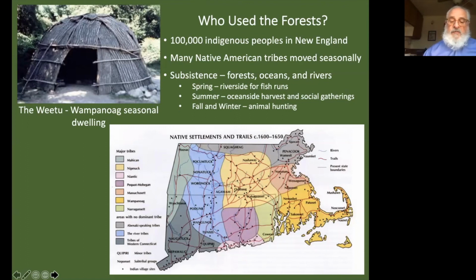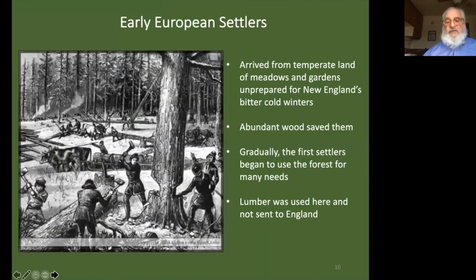Very interesting. And the only reason why I show the map of the native settlements and trails, and this is 1600 to 1650, is just to give you an indication that this was well settled and well traveled, and there's a lot of history going back to this era, but not that relevant to our discussion about forest tonight.